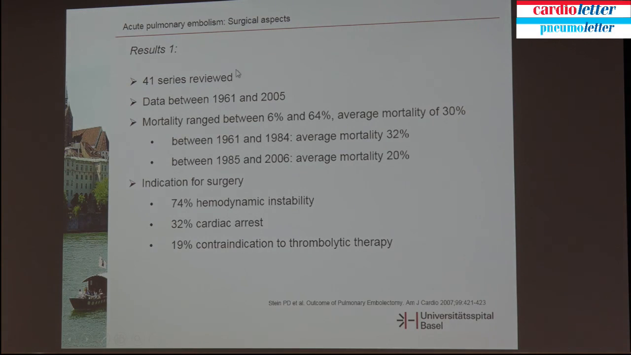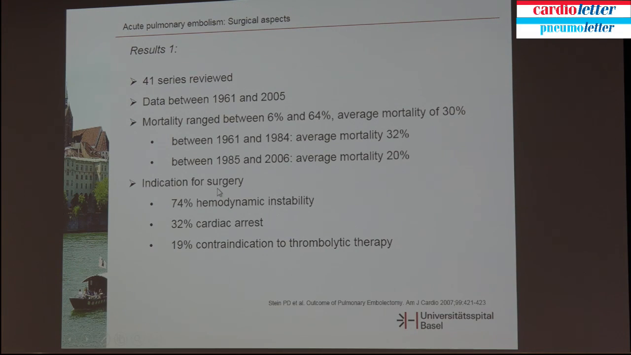Now, the results are not that good. It has been looked at by Stein. He reviewed a series of 41 publications. Data came from 1961 to 2005, and the mortality ranged between 6 and 64%, with an average of 30%. One could see that the average mortality rate decreased with having more experience, such that after 1984, the mortality rate was on average 20%.